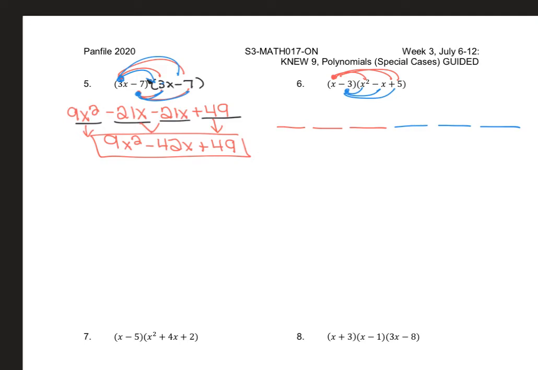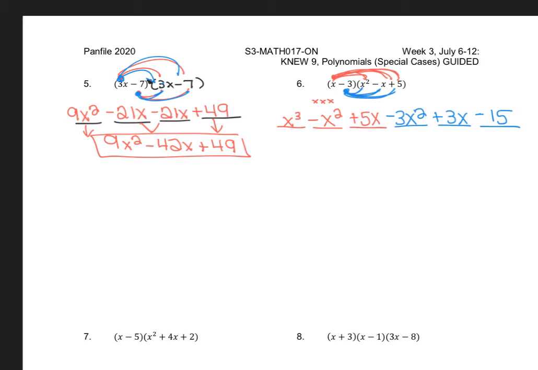So let's just start going for it. X times x squared: if you have x and then x squared, so 1x and then 2 more x's, you're going to get x to the 3rd. X times negative x is going to be negative x squared. And then x times positive 5 is going to get you plus 5x. Now here you get negative 3 times x squared, that gets you negative 3x squared. Negative 3 times negative x is going to get you positive 3x. And then negative 3 times positive 5 gets you negative 15.